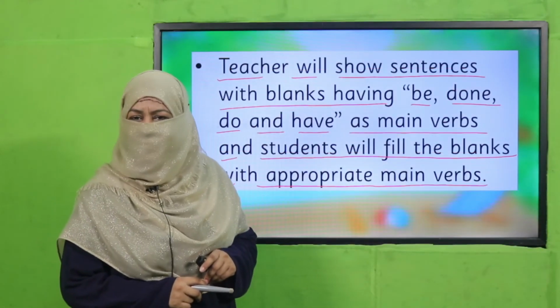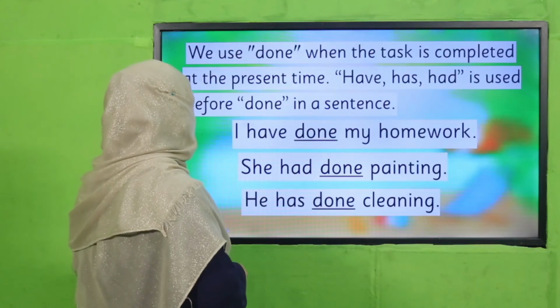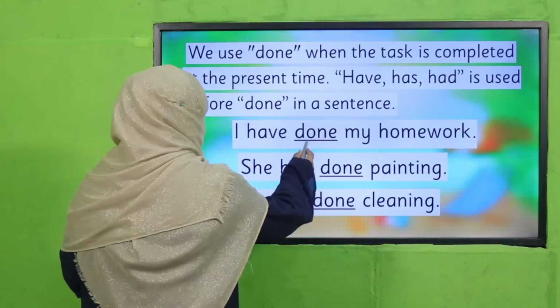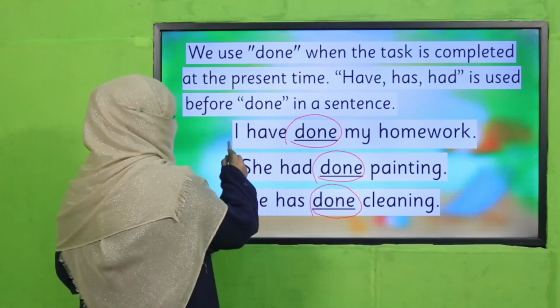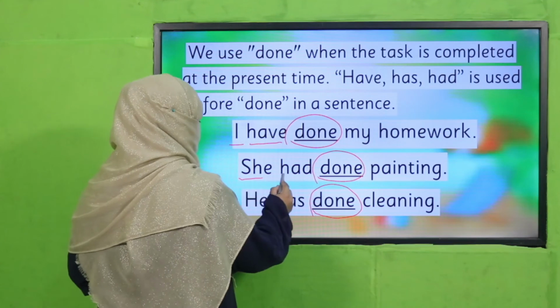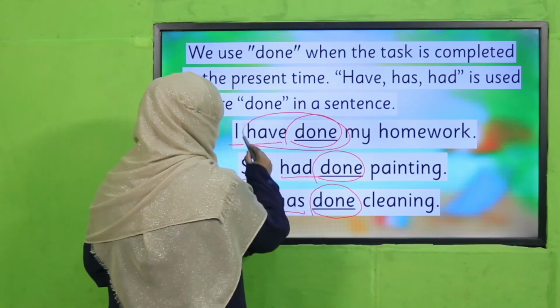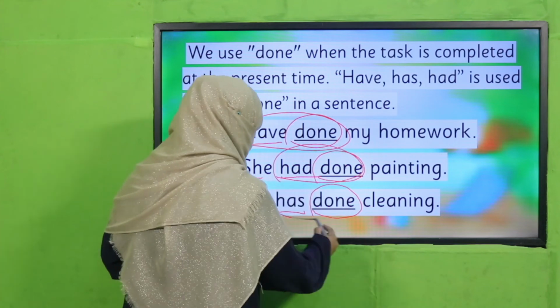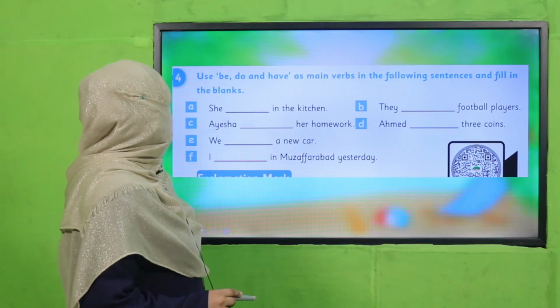Yes, my dear children, are you done with it? Good job, smart. Now let's practice it from your book. So this is already, we have discussed about done. There are more examples in your book. I have done, she had done, he has done. Okay, so you see every time done is used with has, have and had, by using these helping verbs. So this is a practice.